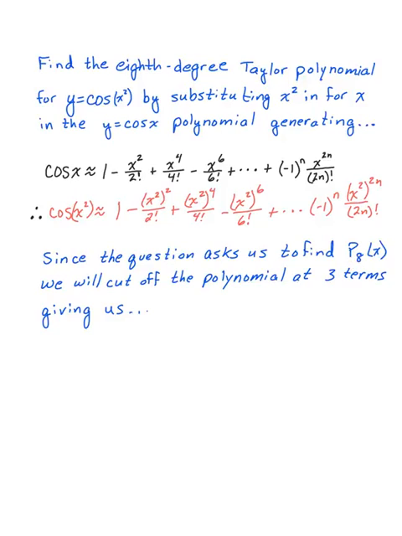All right, so what that comes down to then is going to be cosine of x squared is approximately 1 minus x to the 4th over 2 factorial plus x to the 8th over 4 factorial. And once again, this is a Taylor polynomial centered at x equals 0, which makes it a Maclaurin polynomial.